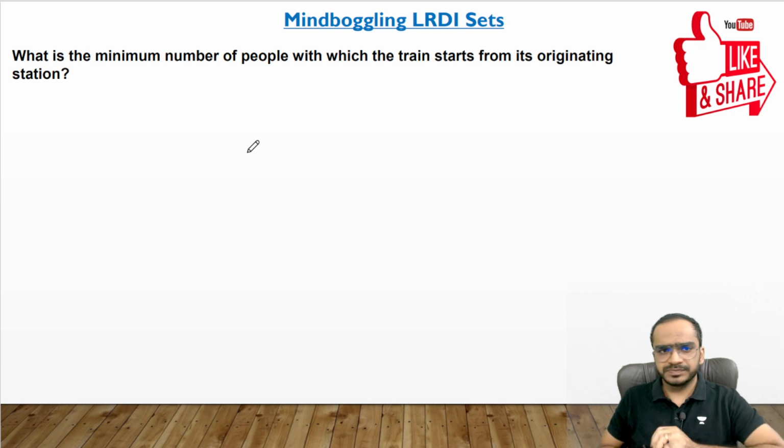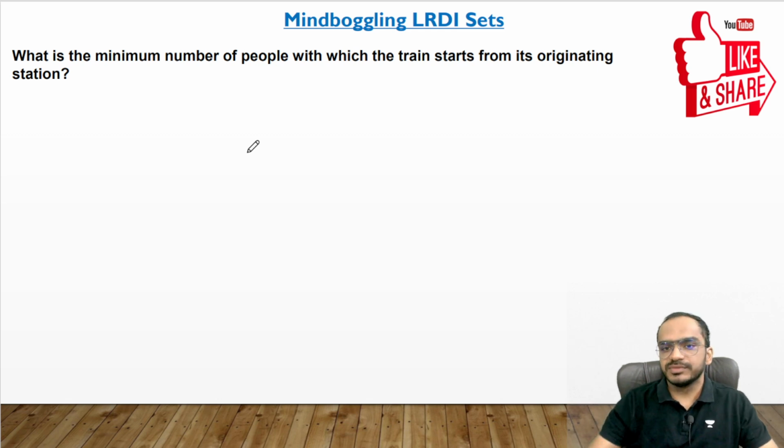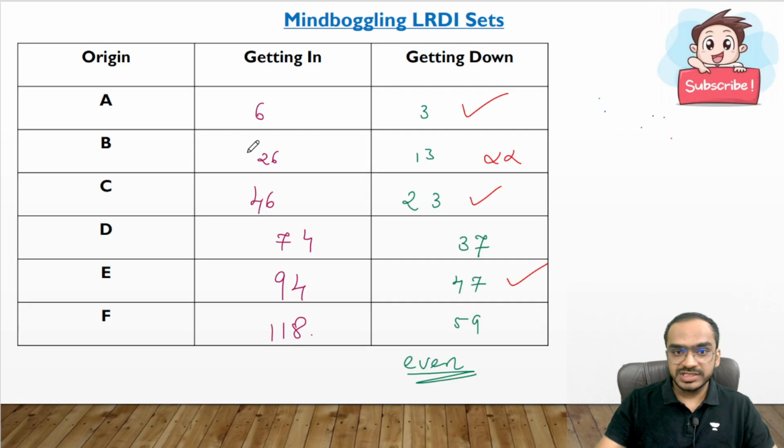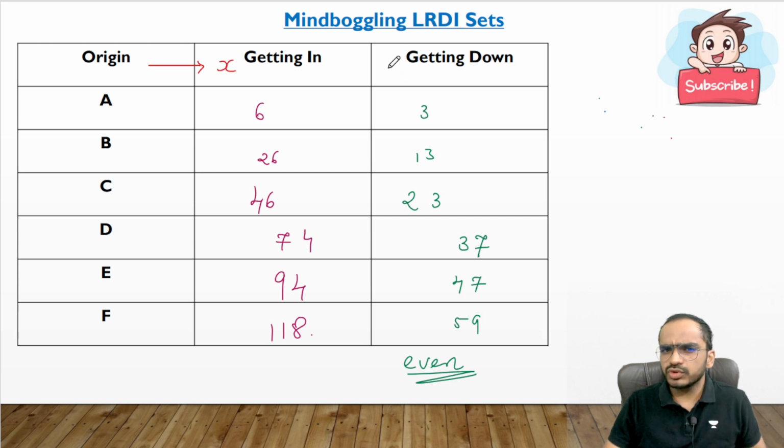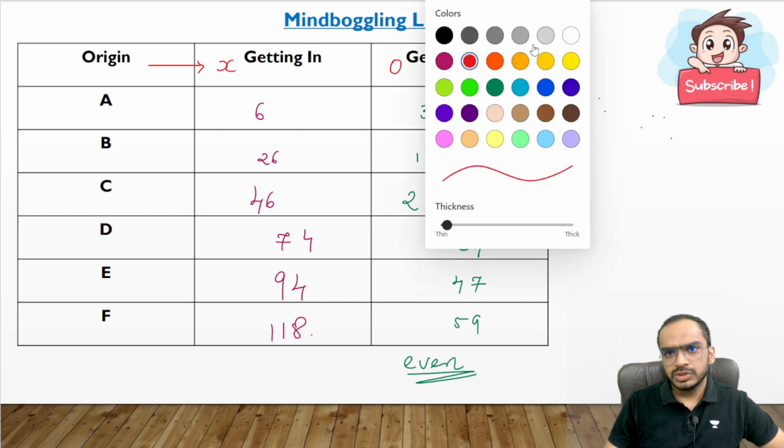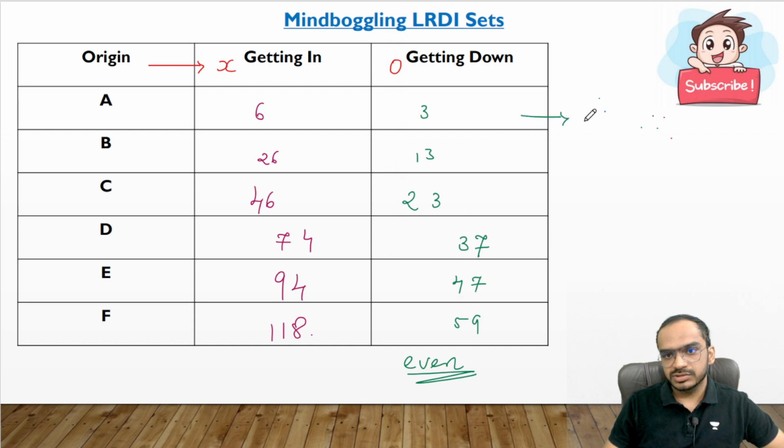So let's have a look. What is the minimum number of people with which the train starts from the originating station? So let us see, here is the originating station. Let us say x number of people got in. Nobody gets down at the originating station, right? So x number of people got in at the originating station, right?